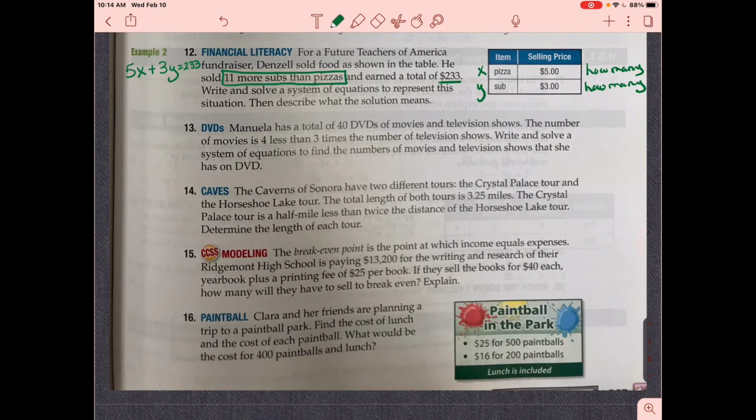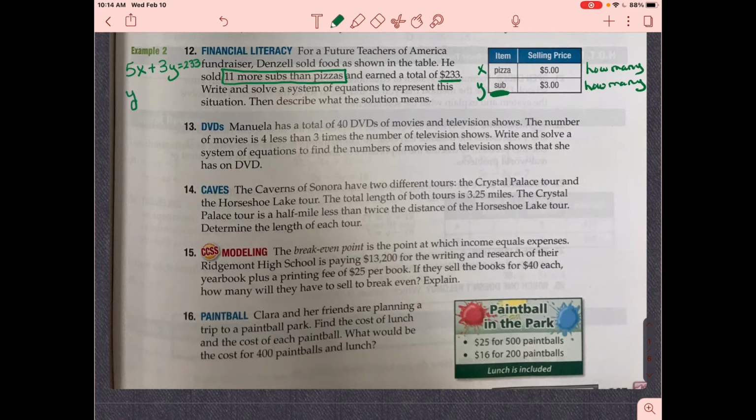If he sold 11 more subs than pizzas, he sold the most subs, right? So I know that the subs is going to equal the pizzas plus 11, because I want to talk about their equal. And I know that I sold more subs than pizzas. So if I want to make the number of pizzas equal to the number of subs, I have to add 11 to it. Now I have a system. Okay, that's the hard work right there.